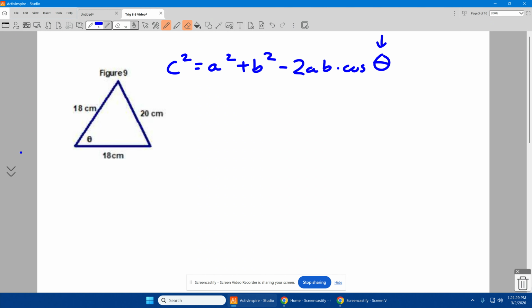If we're trying to find an angle, we're going to have to end up using the inverse cosine button on the calculator or on Desmos or whatever, or arc cosine. We're going to have to use one of those in the end. So let's see what happens.